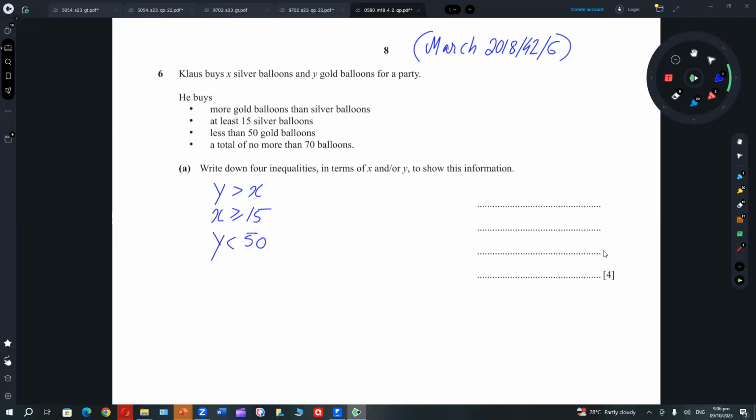A total of no more than 70 balloons. Total means X and Y, so should I use X plus Y? Yes, is no more than 70. So the inequality is X plus Y is equal to or less than 70.